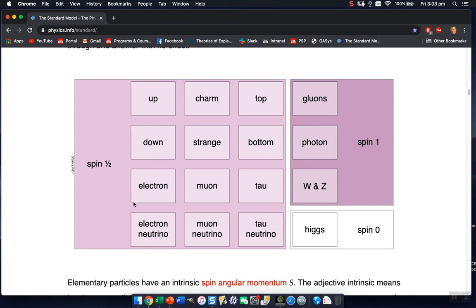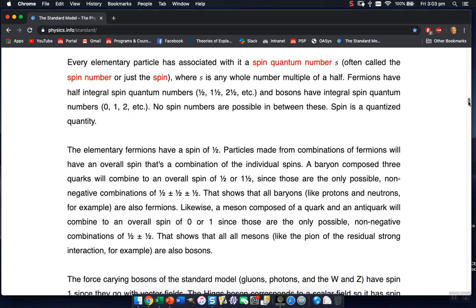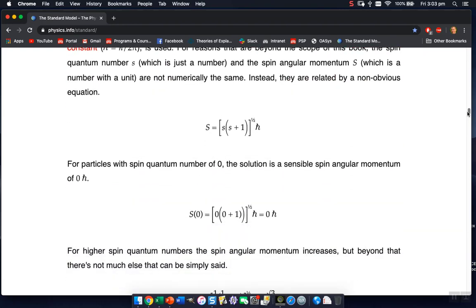This diagram is basically the same one we just saw, but with the spin included. So spin a half for the quarks and the leptons, spin 1 for these bosons, and spin 0 for the Higgs, which is kind of separate and different. We'll cruise down here a little bit further.